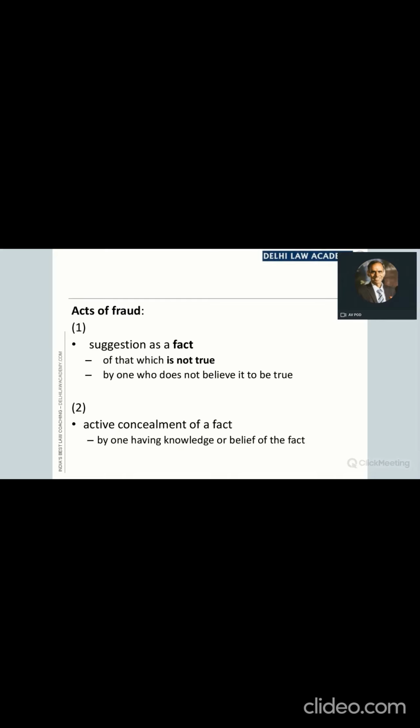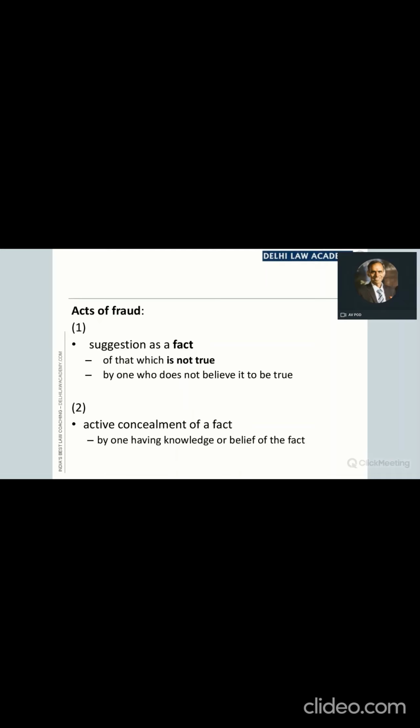The act is suggestion as a fact of that which is not true by one who does not believe it to be true. One person is making a statement and he is making this statement as a fact. He is asserting a fact. That fact is not true. So whatever he is asserting is actually not true. He is making a false statement. So this is an objective observation that the statement made by the person is false, not true.